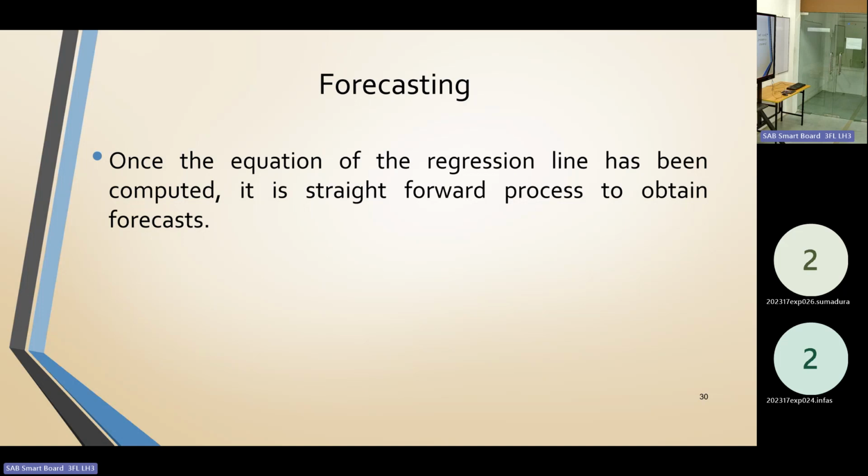Once the equation of the regression line has been computed, it is a straightforward process to obtain forecasts.